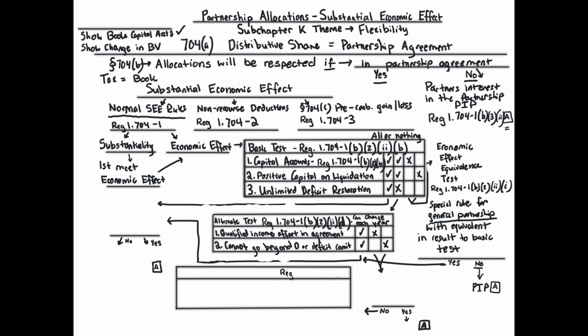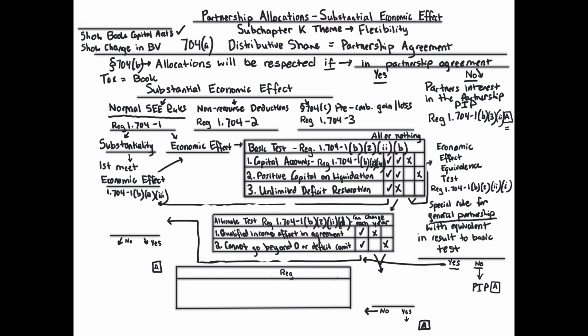So substantiality, right? If we have the economic effect equivalence test, if that's met, yes, right? We had a yes here. Or we have the alternate test, okay? Or we have the basic test. We meet the requirements for the basic test or alternate test. Then we come over to substantiality, and this is found in Reg 1.704-1(b)(2)(iii). Now, substantiality is much more subjective.